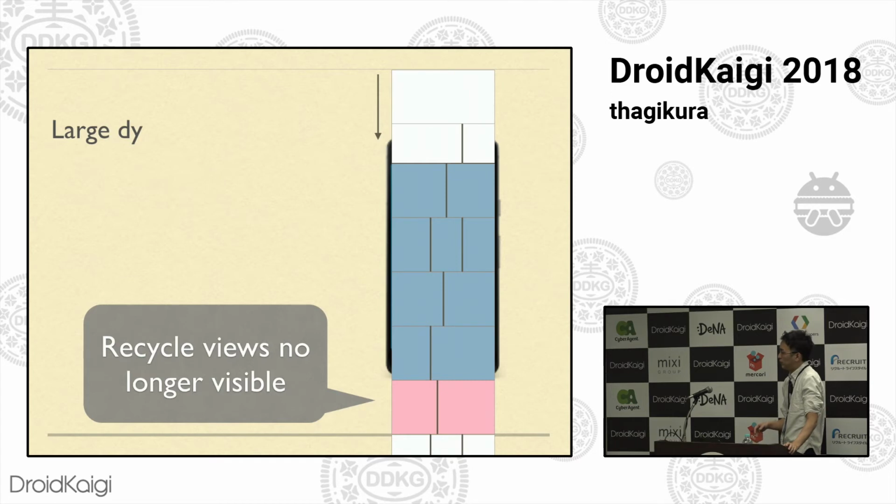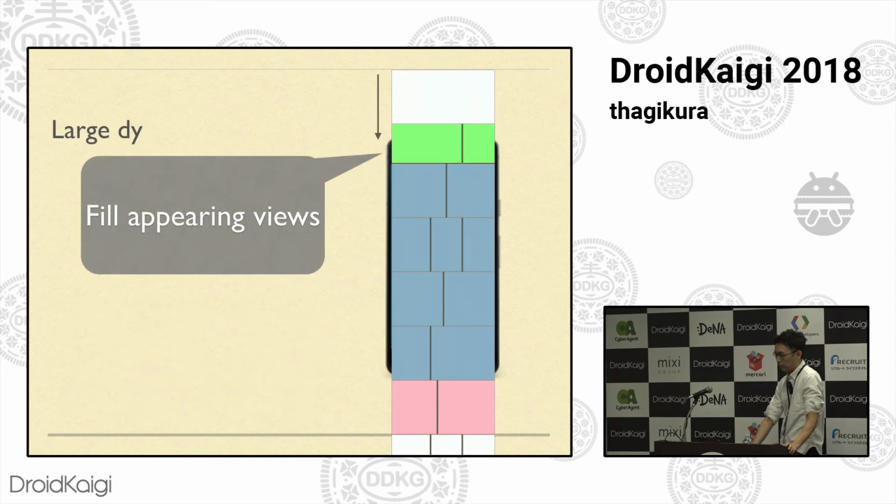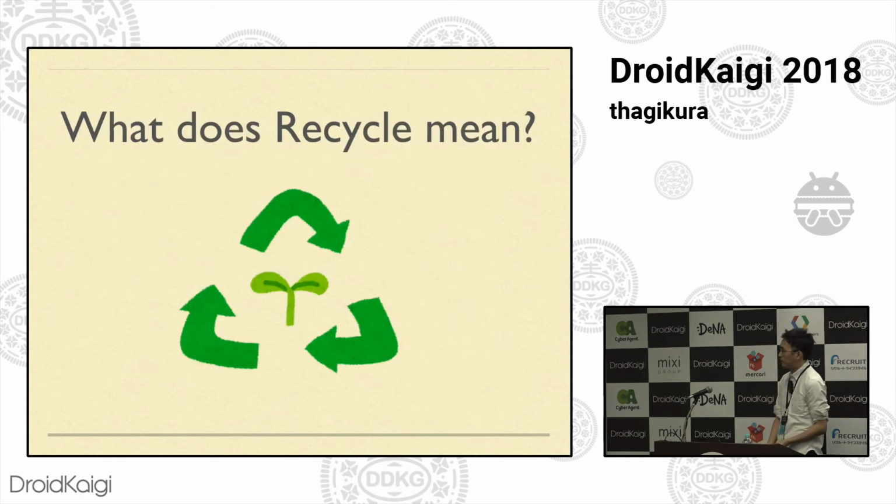First, you need to recycle views that are no longer visible. And you need to fill appearing views to fill the gap. For filling the gap, you can use the same fill method you used in the onLayoutChildren method, if you build it properly. But I haven't explained what recycle means.